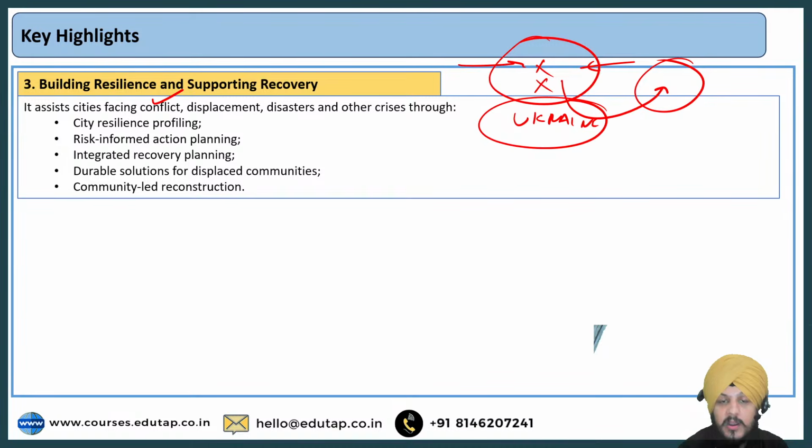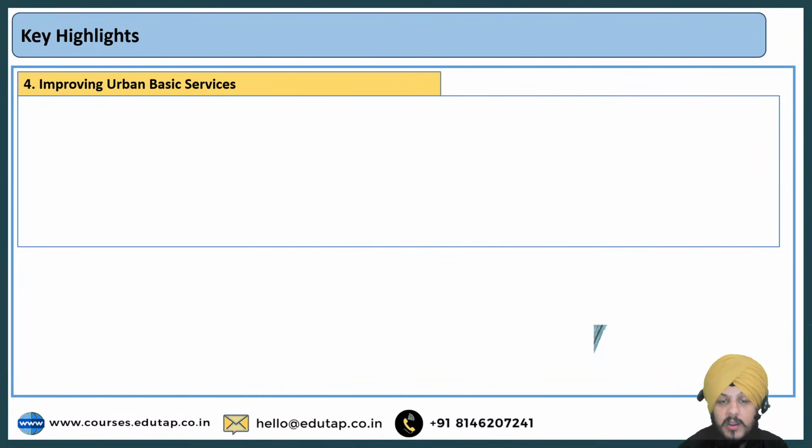So in that case, what UN Habitat does is, first of all, it performs the city resilience profiling, right? It is going to do the entire survey of the city, and see what damage has happened with respect to infrastructure and life. Then it is going to play an important role with respect to risk-informed action planning. It is going to make the action plan, integrated recovery planning, and durable solutions for displaced communities, the communities who have been displaced from one place to another. They are going to bring sustainable solutions for them. That can be another role performed by this entity.